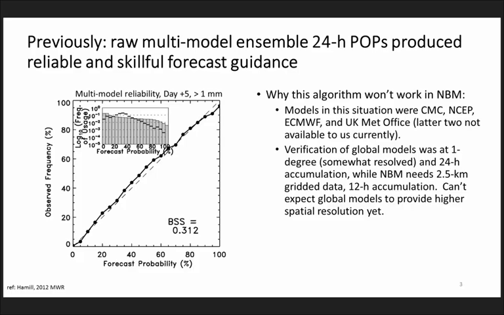Now, why can't we just plug that multi-model POP into the National Blend? The first consideration is that ECMWF and Met Office data is not available to us currently. I understand that they are willing to share if we could work out a payment agreement, but we're not willing to pay. So that's unfortunate, but understandable. Another challenge is that in the National Blend of Models, we're looking at 2.5 kilometer gridded data, not the 1 degree, much coarser resolution that was used in this previous study. And so we can't expect those global models to be providing that spatial resolution just yet. Next slide.